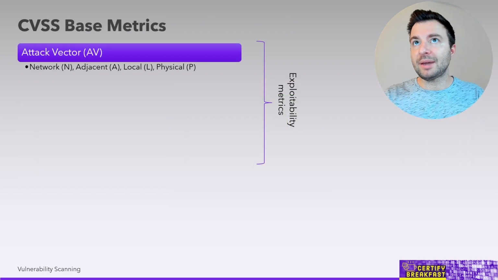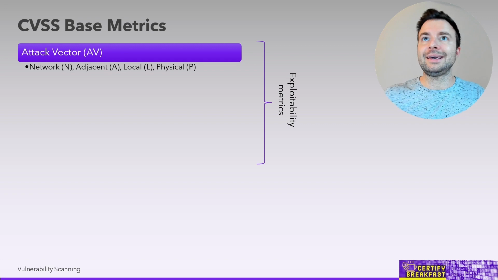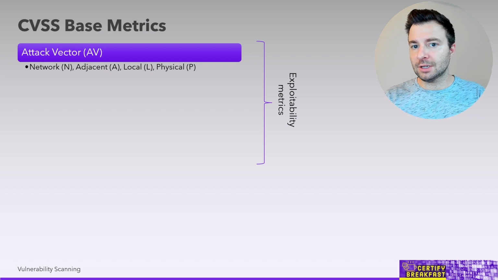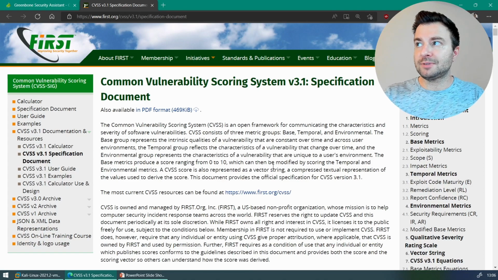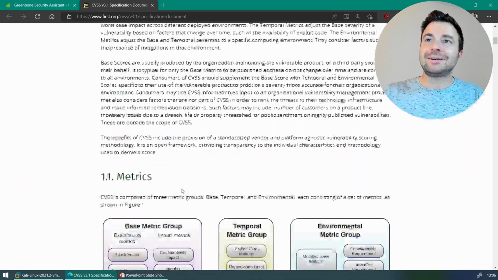All right, so starting with the base metrics, we're first going to be looking at the attack vector, which can be network, adjacent, local, or physical. Let's see what that means. Well, if we head over to the CVSS specification document, which is one way of saying read the manual, I'm going to scroll down here.